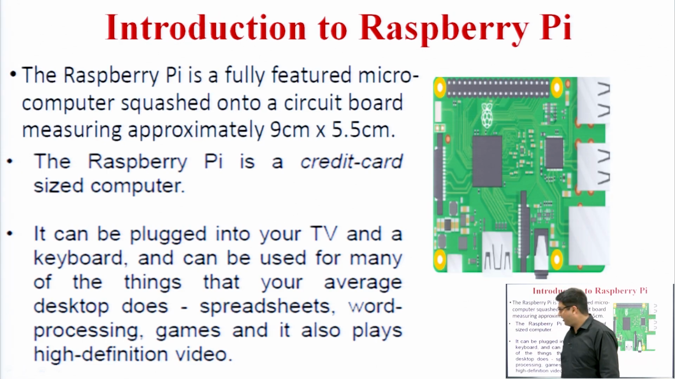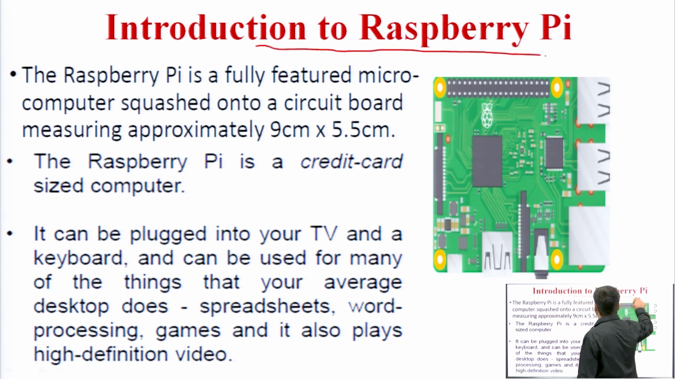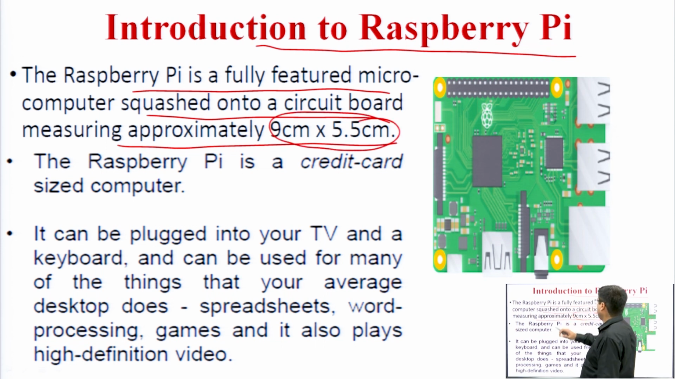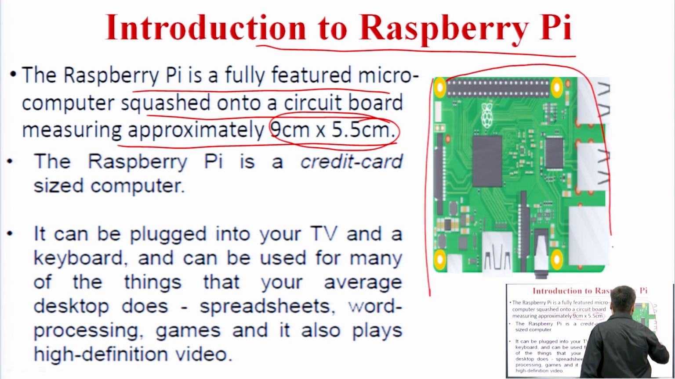So, after that, what is Raspberry Pi? Introduction to Raspberry Pi. Raspberry Pi is a fully featured microcomputer squashed into a circuit board measuring approximately 9 by 5.5 centimeters. This is the configuration of the Raspberry Pi. Fully featured means that all the functions and features are incorporated into the same device. It is also a system on chip, we can say.